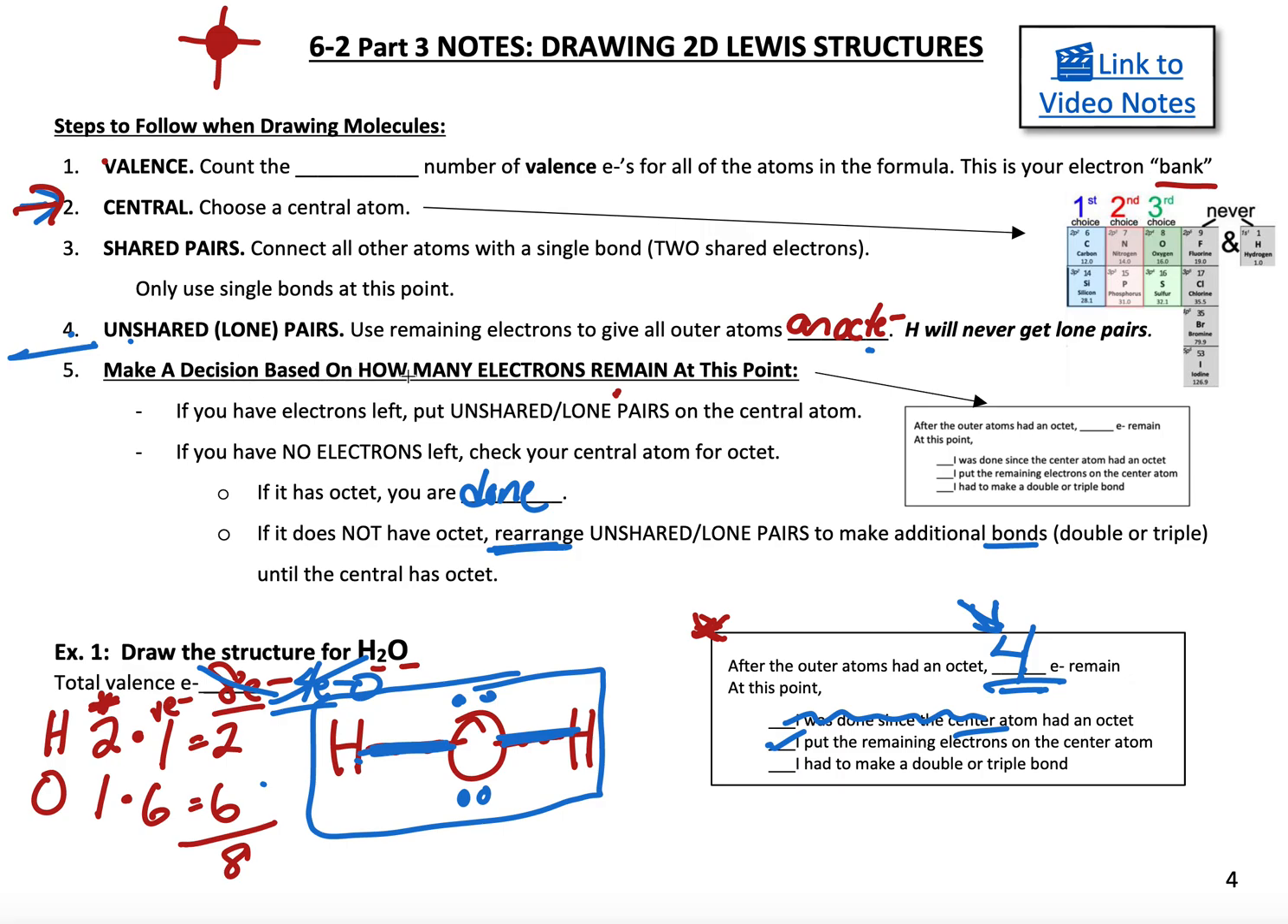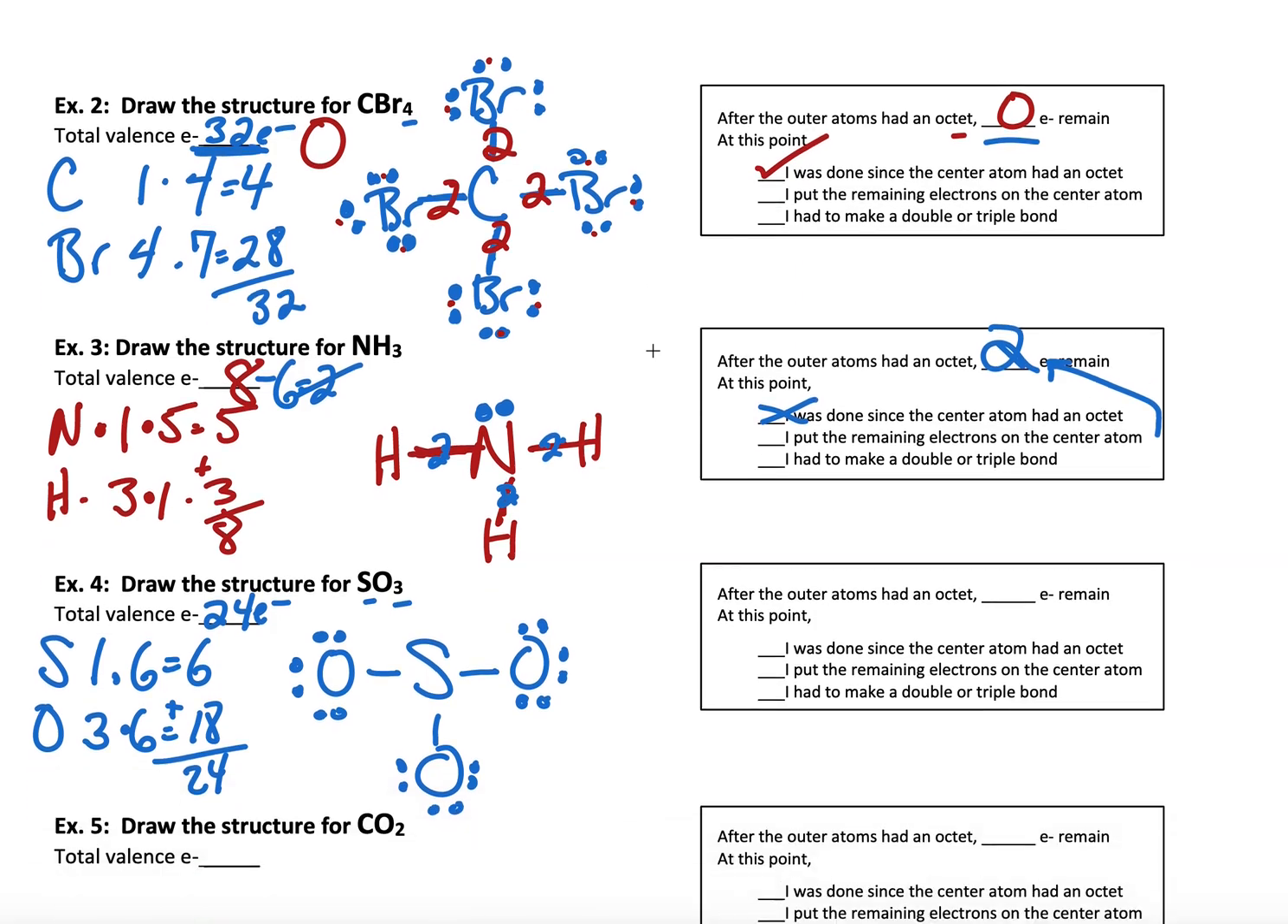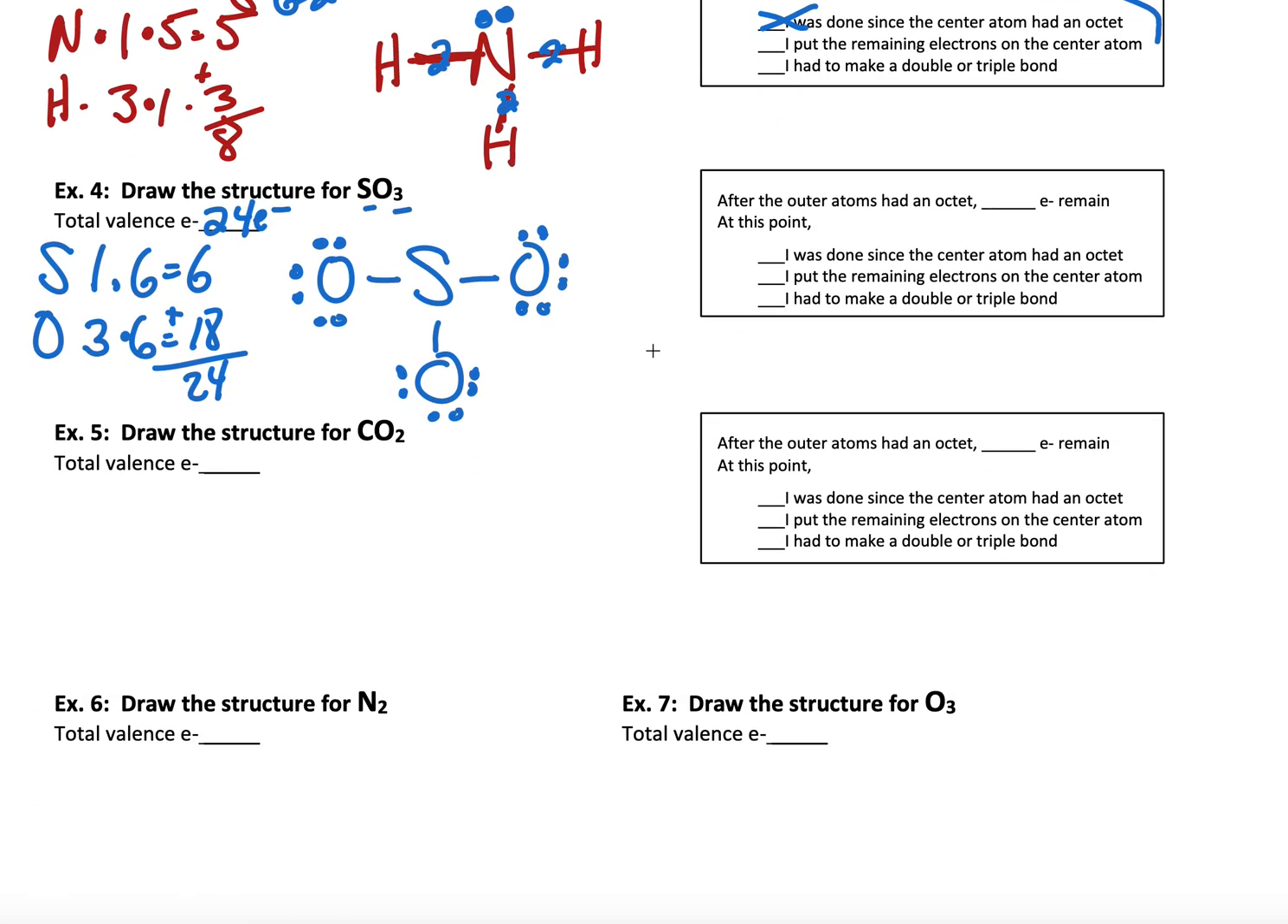Now I have to make a decision based on how many electrons remain. You have to know how many electrons remain. We had 24. We now use 2, 4, 6, 8, 10, 12, 14, 16, 18, 20, 22, 24. 24 minus 24 leaves us with nothing. We had 0 remaining. That doesn't mean you're done. It just means you have no more electrons to divvy up.